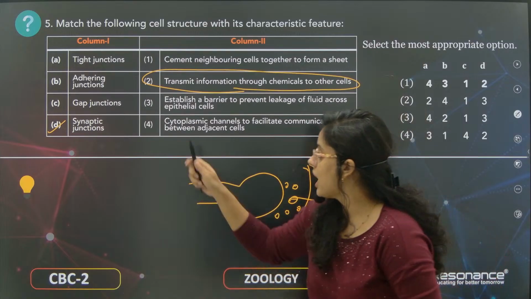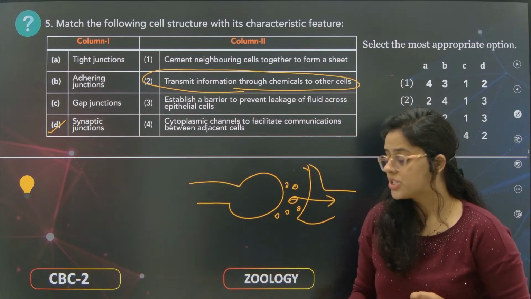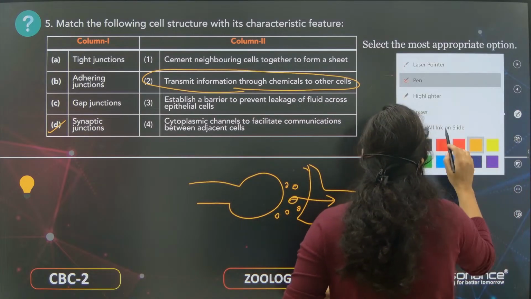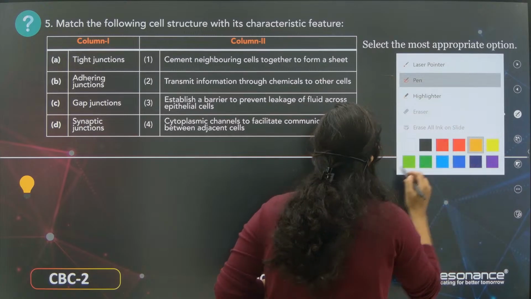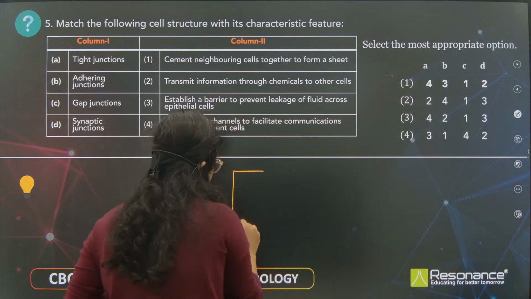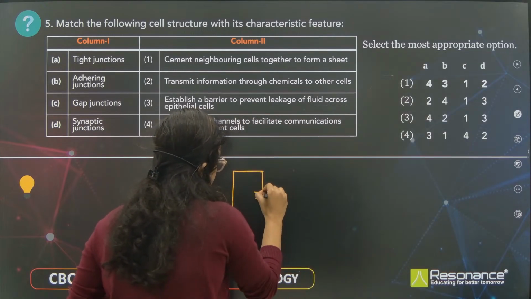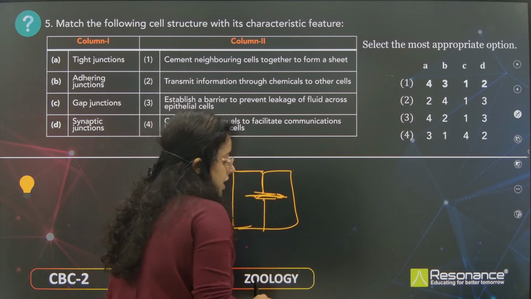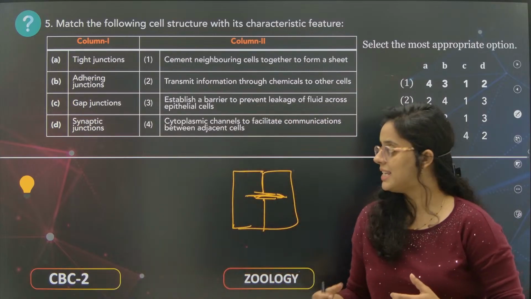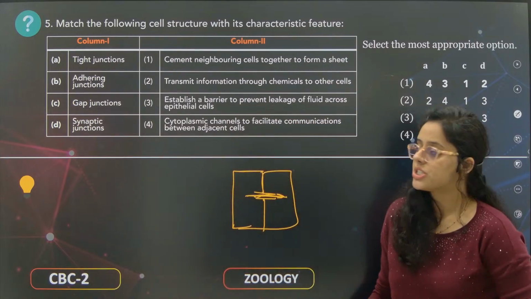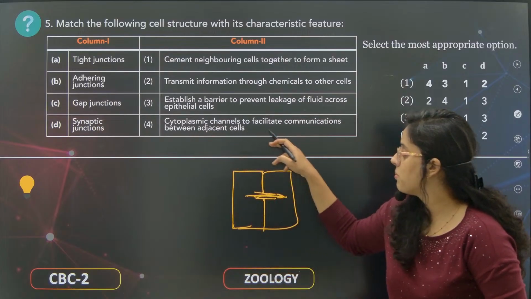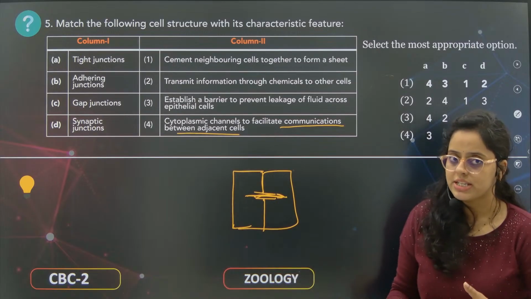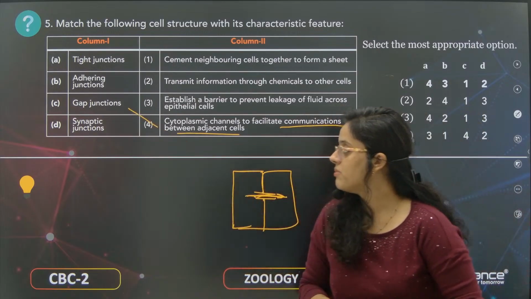Now coming to the gap junctions. In gap junctions, one cell and the other cell have protein channels in between. If the epithelial tissue has direct protein channels, what happens? The ions or the exchange of water or minerals can happen very easily. So gap junctions are cytoplasmic channels to facilitate direct communication between adjacent cells. So this is the answer, gap junctions, fourth.